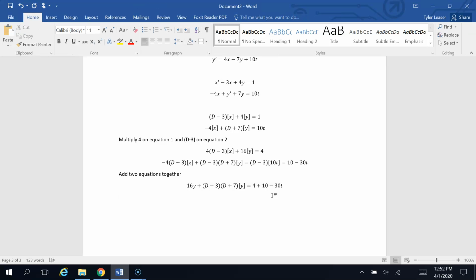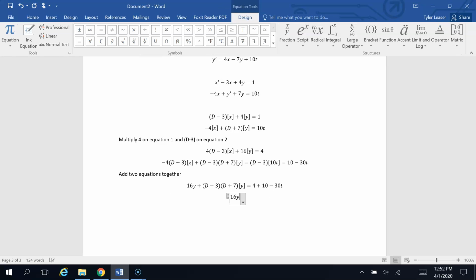All right, and then simplifying this down a little bit, we still have the 16y out in front. We can multiply these two operators together using the same method that we were doing in the other example in the last video. So these will multiply together to be d squared plus 4d minus 21. That's still operating on y. On the right-hand side, we can just combine some like terms together. So 14 minus 30t.